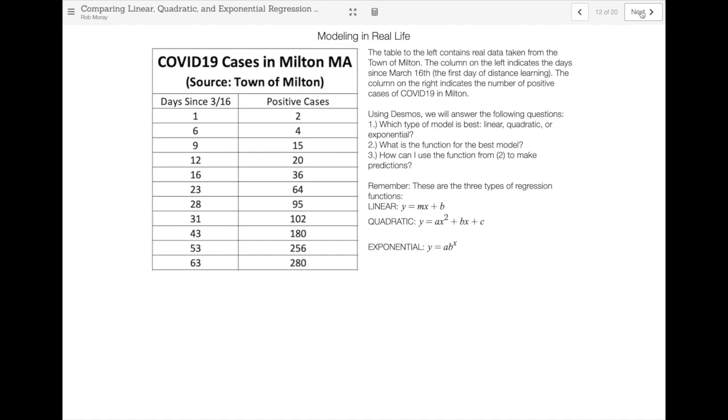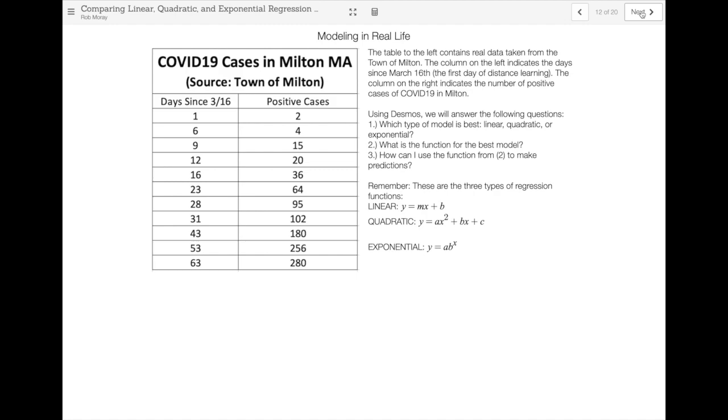breakdowns that have been released publicly, and I made this table here where the X values are the days since March 16th, the first day that we officially didn't have school due to the closure, and the Y values are the number of positive and or presumptive positive cases, because they may not have been confirmed positive in the beginning, until we had time to get the positives in. So these are what we're going with for X's and Y's.